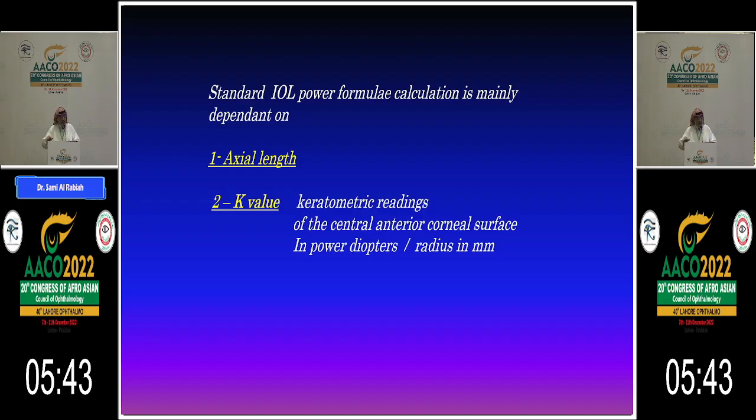On the contrary, if the K readings are 41 or 39 or 40, most probably it belongs to a hyperopic eye, with small K readings and shallow anterior chamber. And the effective lens position is not that deep. It is forward. So these K readings give you 3 data. You never thought that this would give it to you. Okay? Now, what happens after refractive surgery?